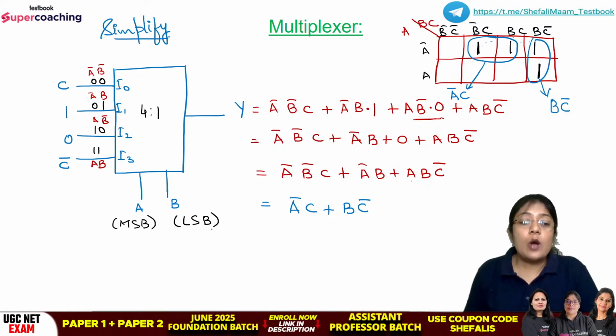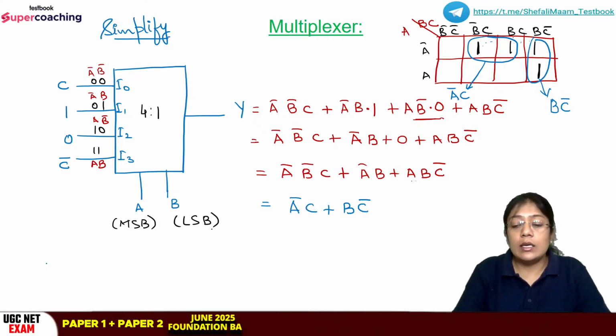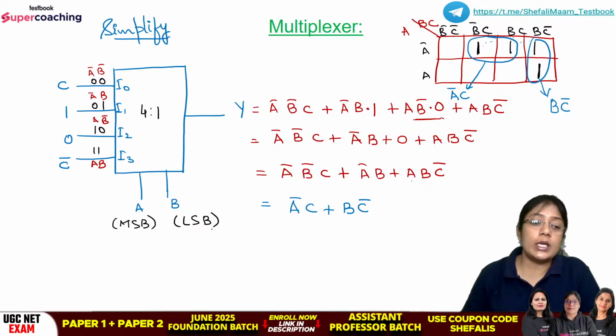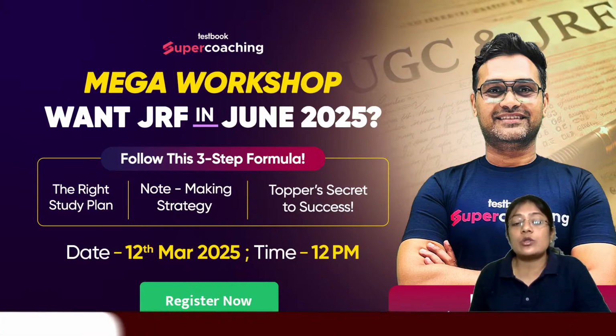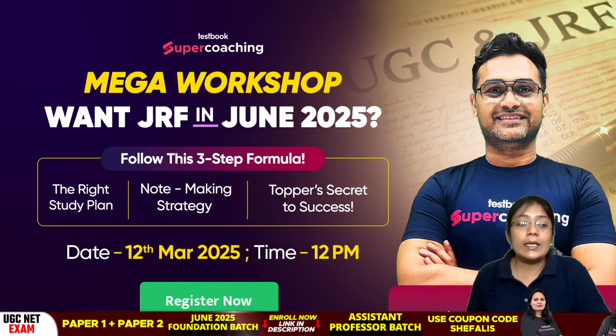So this is about the simplification of the multiplexer. And इसके अलावा हमारे पास implementation आ सकते हैं, implementation of logical expression. So these are the different types of questions that can be asked on the basis of multiplexers. So with this note, we'll end this discussion here.